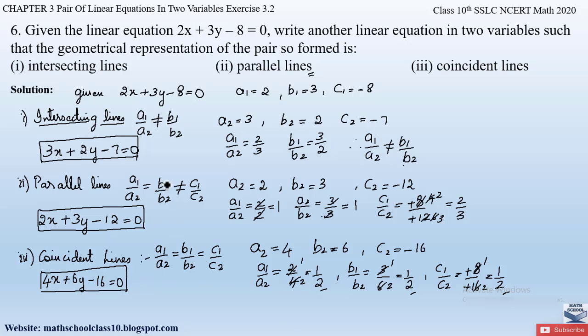So this is one of the possible answers which I have written for intersecting lines, parallel lines and coincident lines. Depending on what value you assume, you will get the equation. Each one of you will get a different answer, so you don't have to worry unless it satisfies the conditions given for intersecting lines, parallel lines and coincident lines. So this is how we solve this problem.